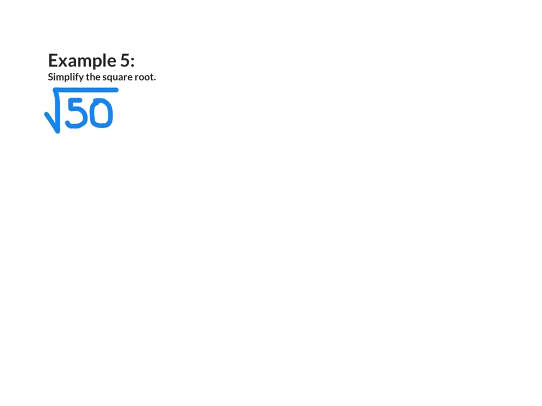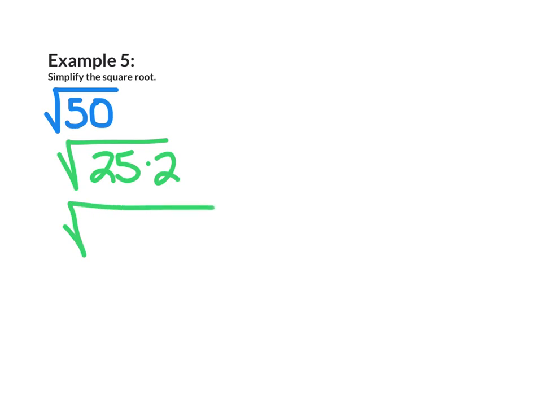Example 5. The square root of 50. I can write the square root of 50 as 25 times 2. I don't have any twins, so I can rewrite it again. I can break down 25 to 5 times 5, and then just bring down the 2. Now I have twins. One dies, one escapes.